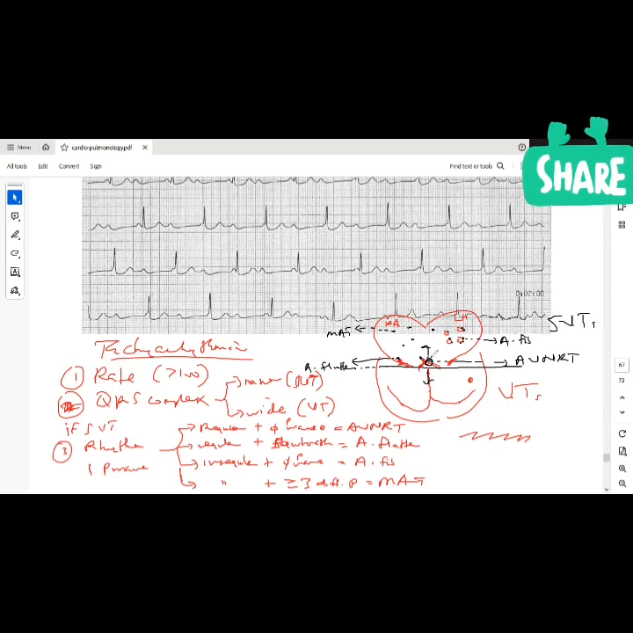Good. Based on this diagram we have here, do you understand why carotid sinus massage may be beneficial in patients with SVT? Do you see why carotid sinus massage may be beneficial in patients with SVT? Yes or no? No. What does carotid sinus massage do? I know it decreases heart rate.